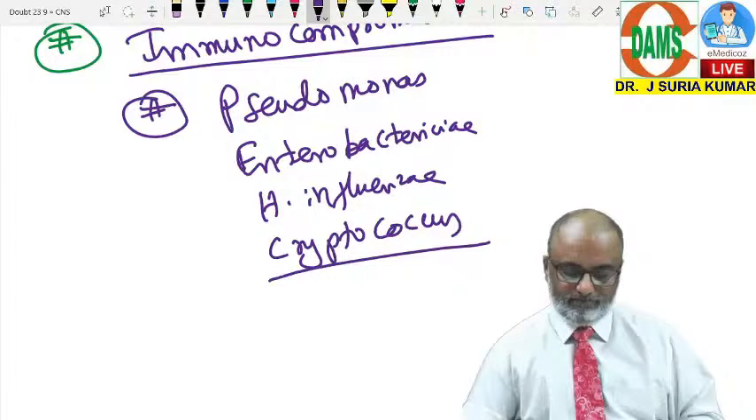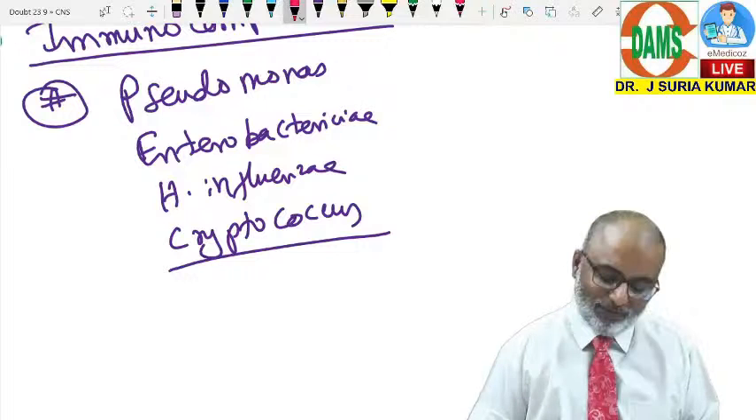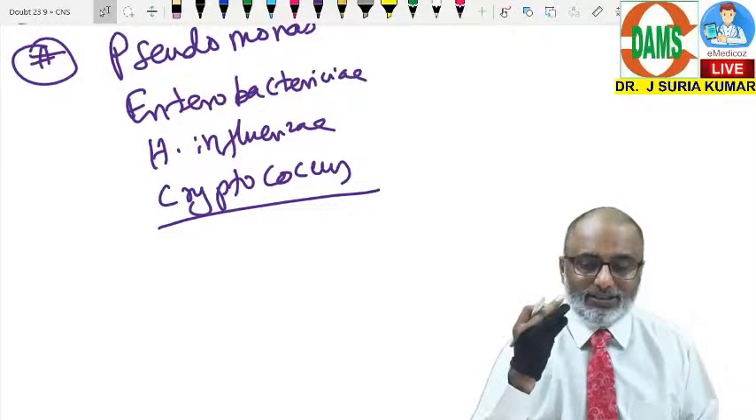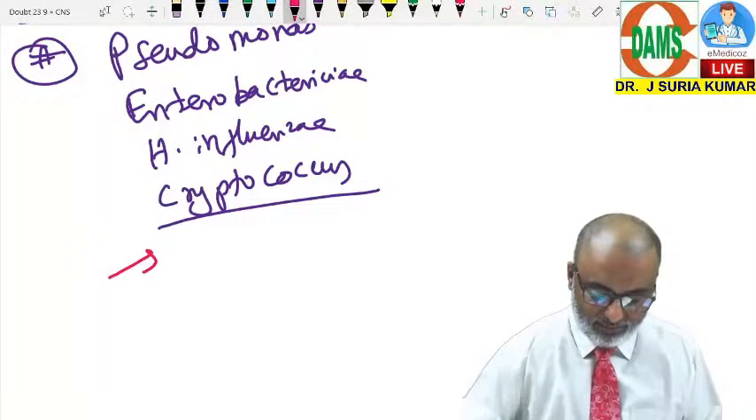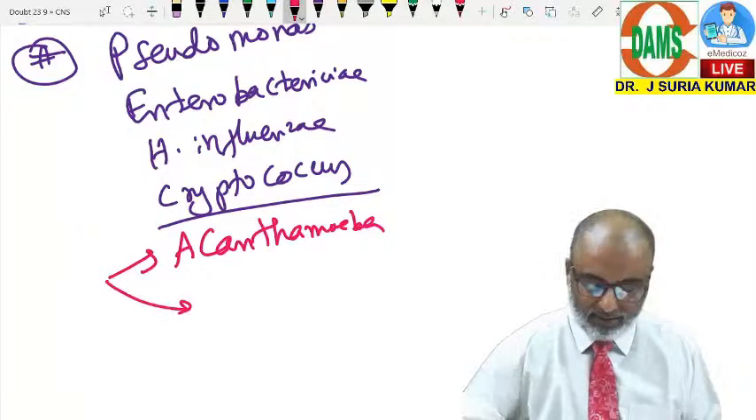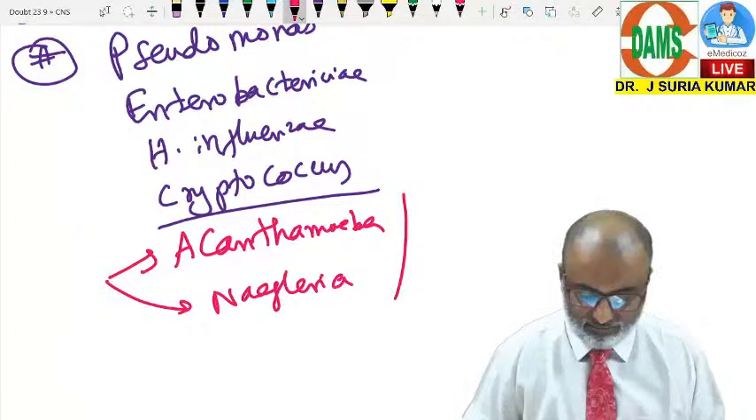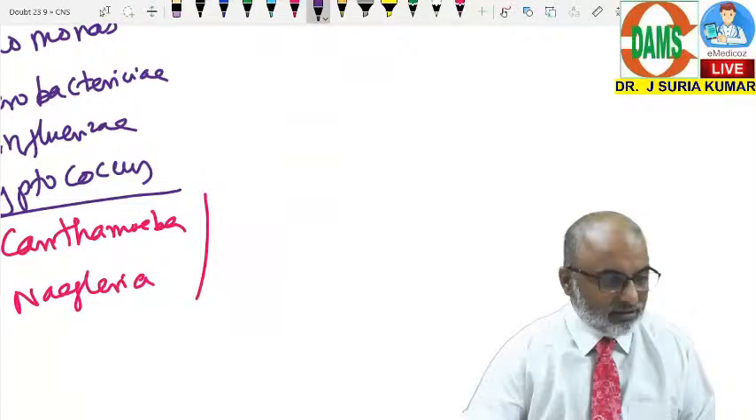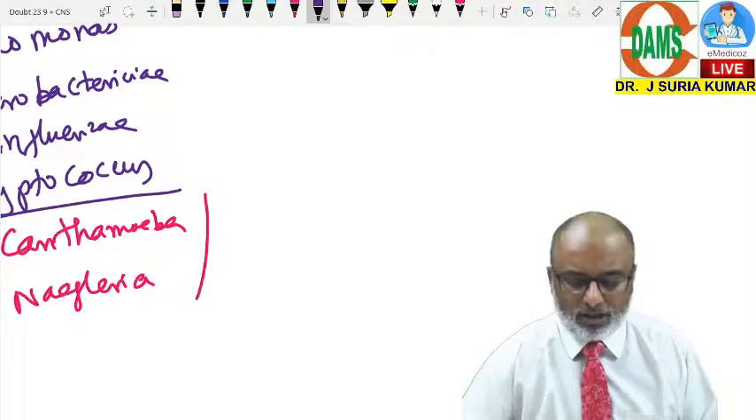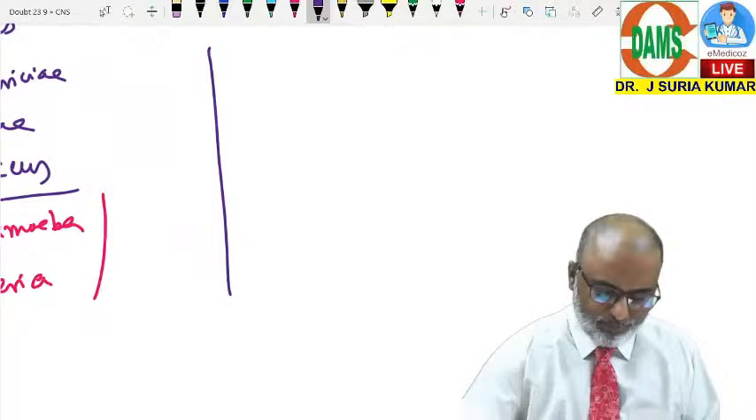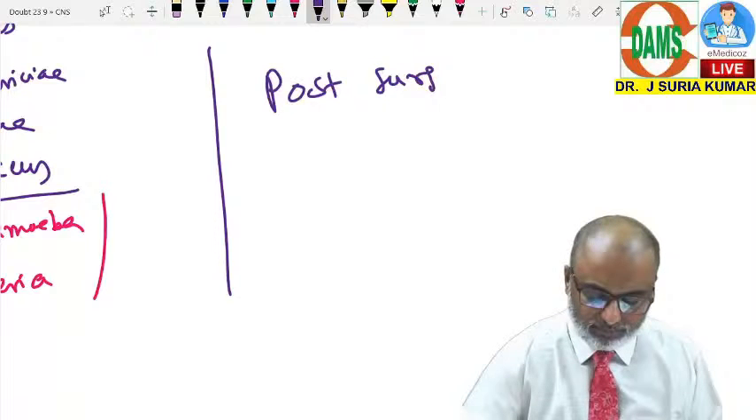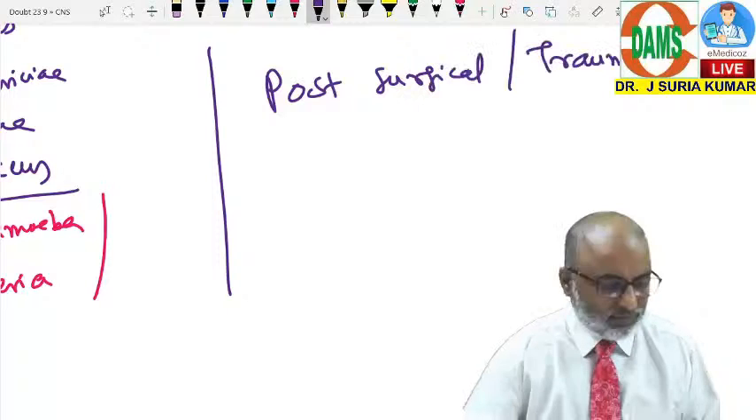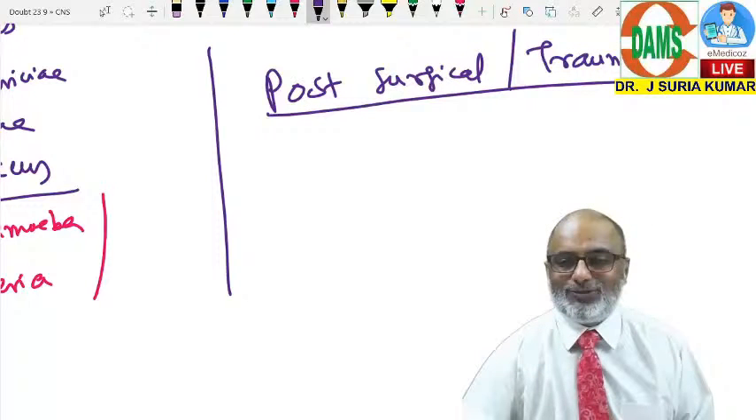If we take free living amoebas, you are aware of that, they not only cause meningitis, they cause meningoencephalitis, like Acanthamoeba, Naegleria. Then post-surgical procedure or trauma. Commonly you can get Staphylococcus aureus and Pseudomonas.